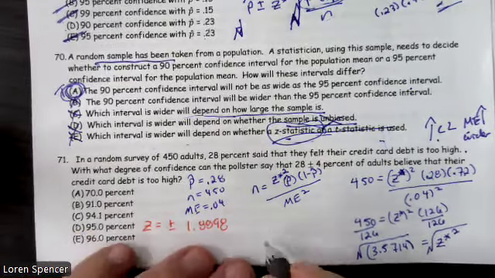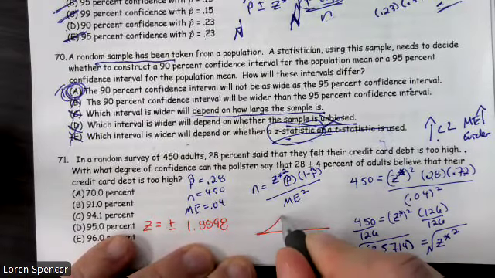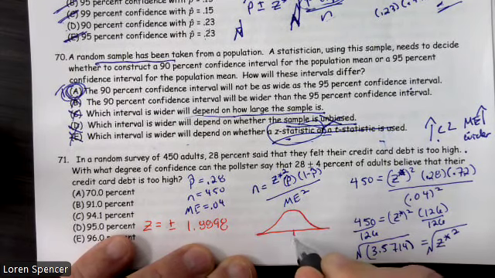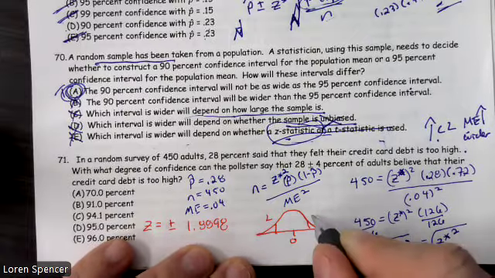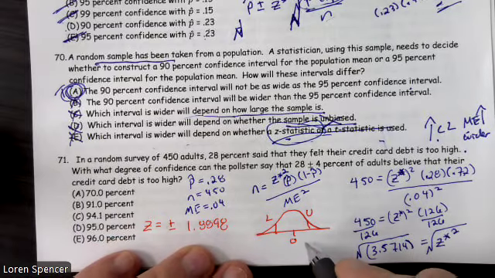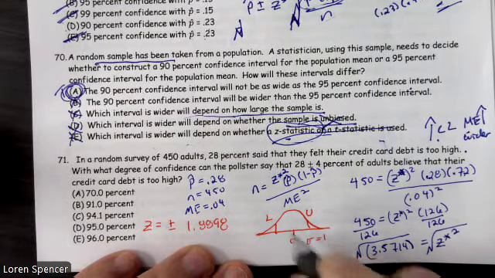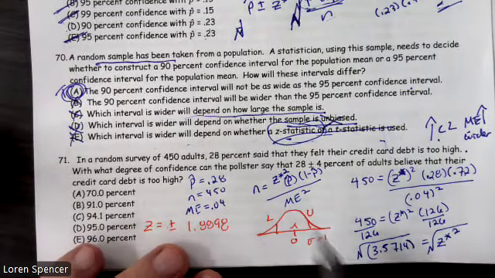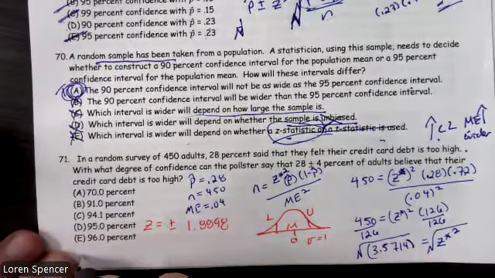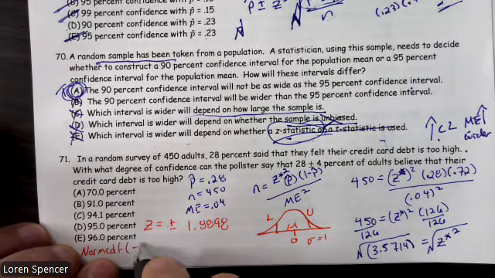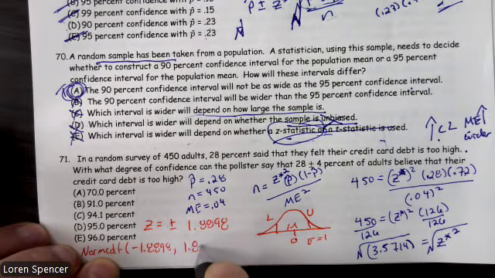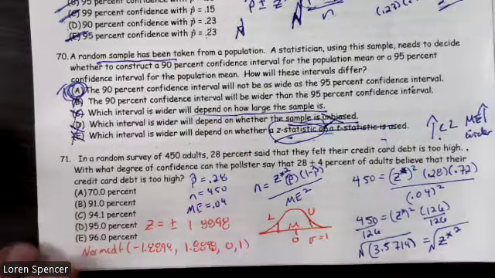Well, if I'm drawing a picture of this, we know all Z's are centered on 0. Here's my lower, negative 1.88, and here's my upper, positive 1.88, and my standard deviation is 1. So let's go do a norm CDF. Lower bound, negative 1.8898. Upper bound, 1.8898. Mean is 0, standard deviation of 1.